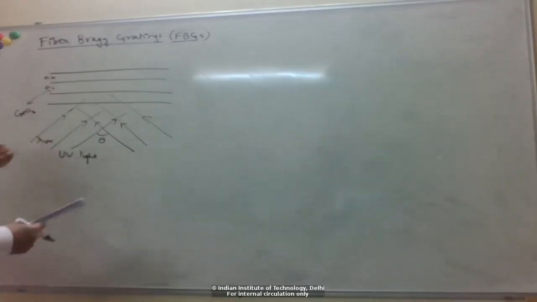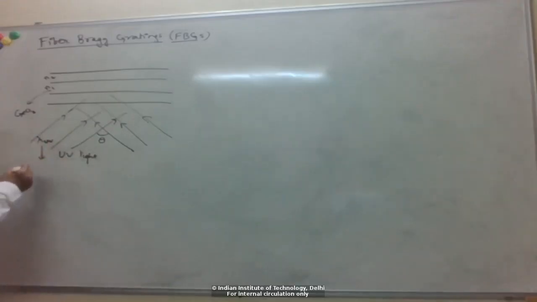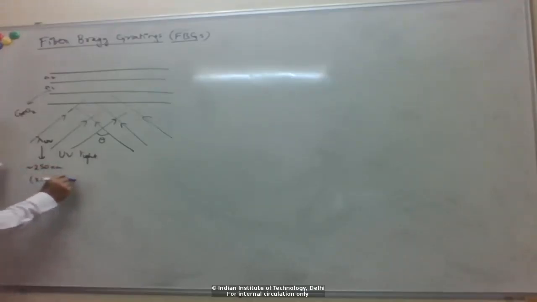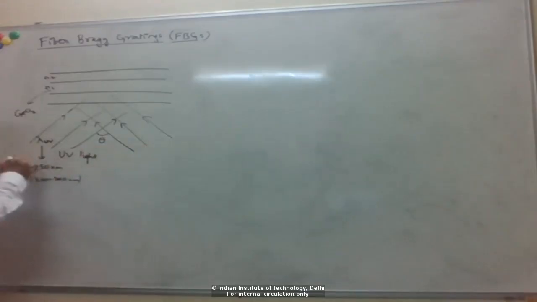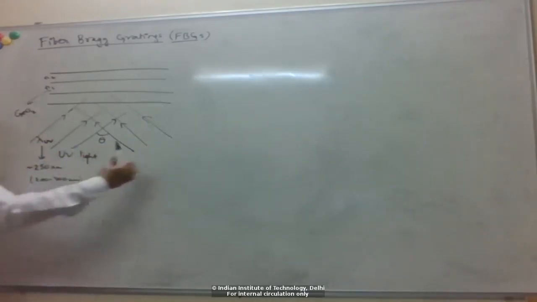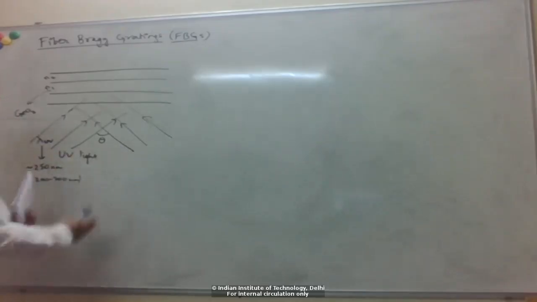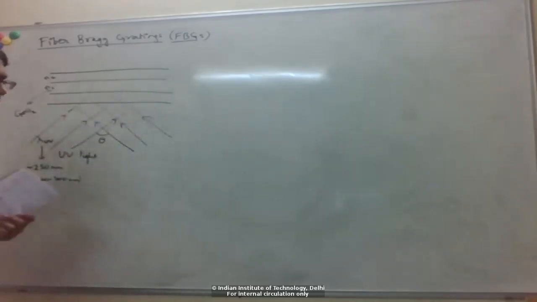And this works best typically for shorter wavelengths. So this UV light is typically in the range of maybe 250 nanometer, or typically 200 to 300 nanometer. So let's say you have two plane waves here. You can do this, for example, if you have two sources of UV light here, or you start with one, split it into two, and then recombine.